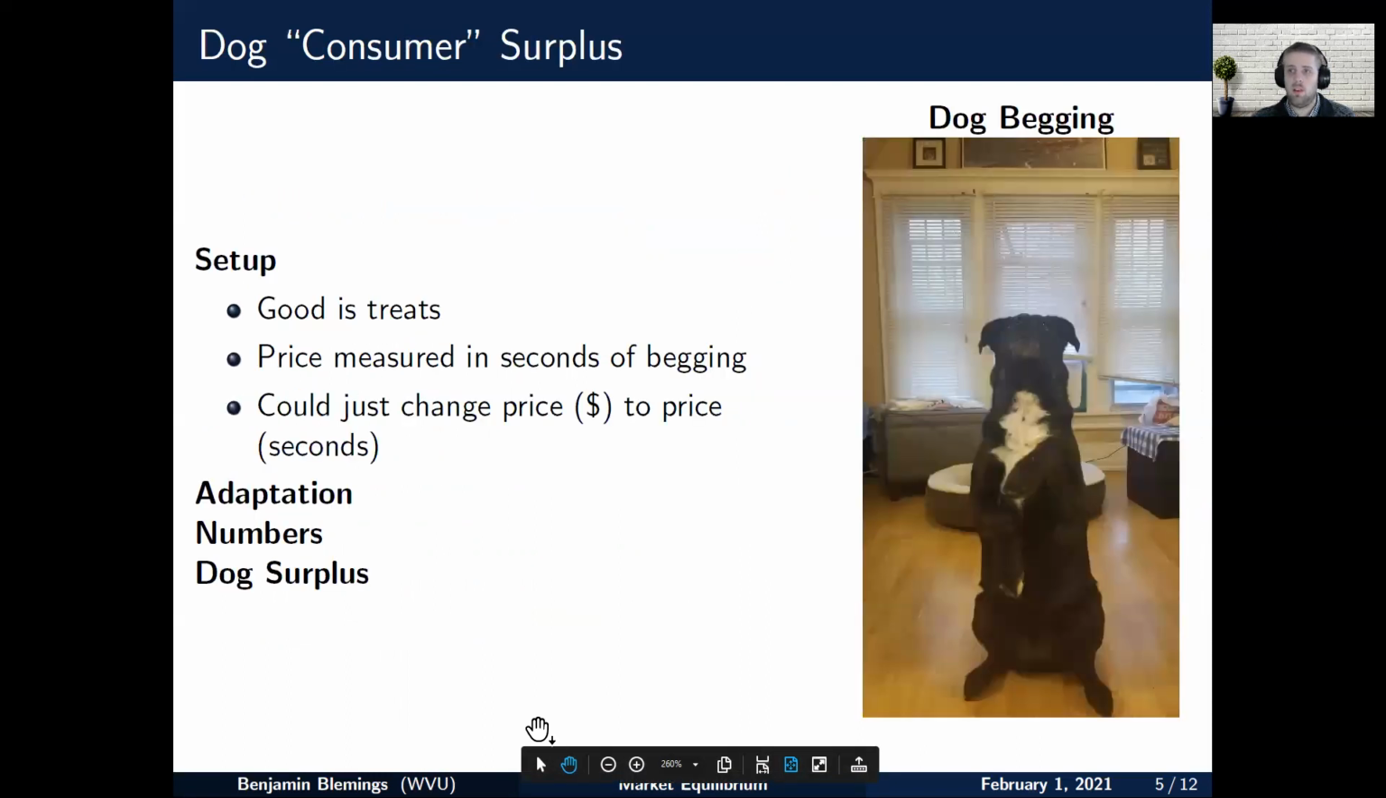All right. So if that didn't make sense, now I've got a more, well, maybe not more, but a different example to help put it into other terms for you. And this is probably the best slide I'll ever make in my life. So let's think about what a consumer surplus for a dog might be from getting a treat, right? So let's say that the good in this market is treats, and the price for this treat is measured in seconds of begging. So I call this trick here beg, and so the price is measured in how long the dog has to balance itself up on its back legs.